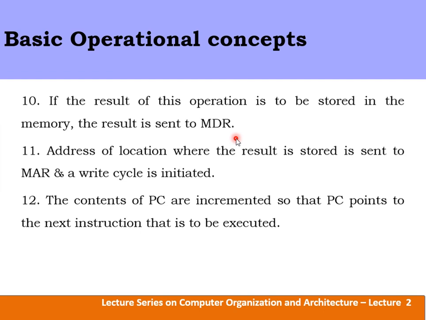Once it is available in the memory data register, if I want to store it in memory, then I have to specify the address of the memory location where that result needs to be saved. So the address of the location where the result needs to be stored is sent to the memory address register. After storing the address in the memory address register, a write cycle is initiated. The write cycle is used for the write operation, that is, for storing the data available in the MDR into memory.